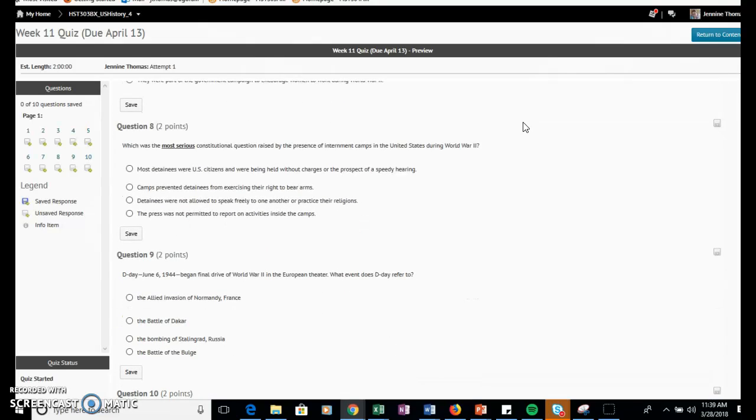Question number 8. Which was the most serious constitutional question raised by the presence of internment camps in the United States during World War II? Most detainees were U.S. citizens and were being held without charges or the prospect of speedy hearings. Camps prevented detainees from exercising the right to bear arms. Detainees were not allowed to speak freely to one another or practice their religions. The press was not permitted to report on activities inside the camps.